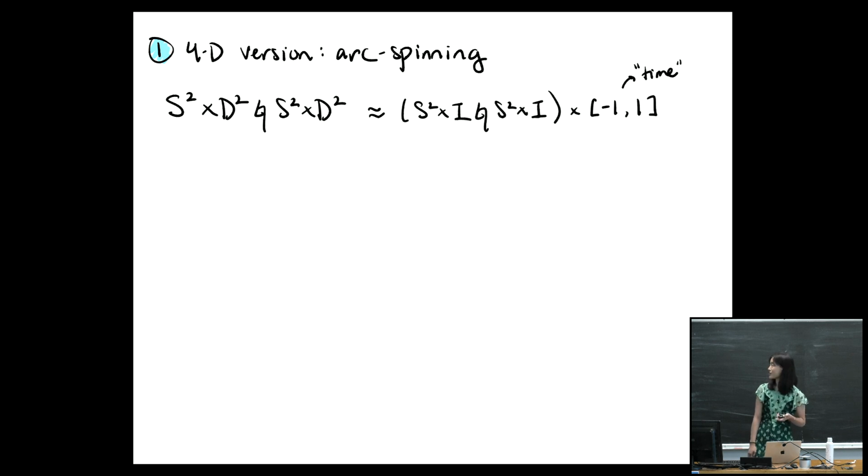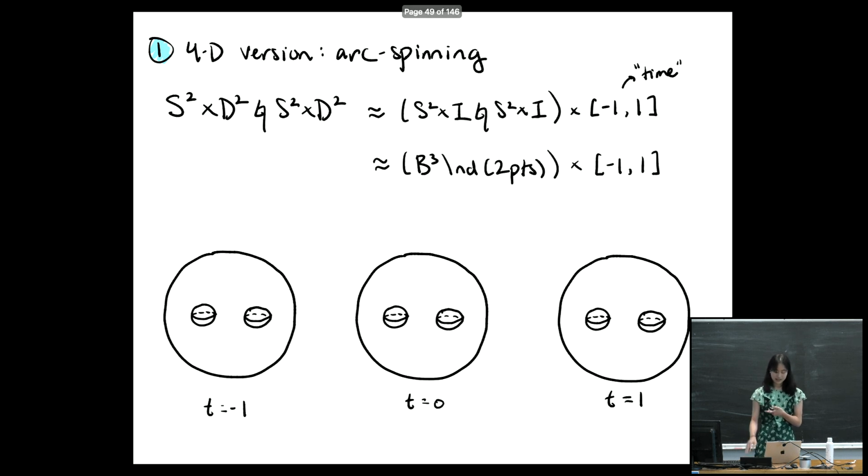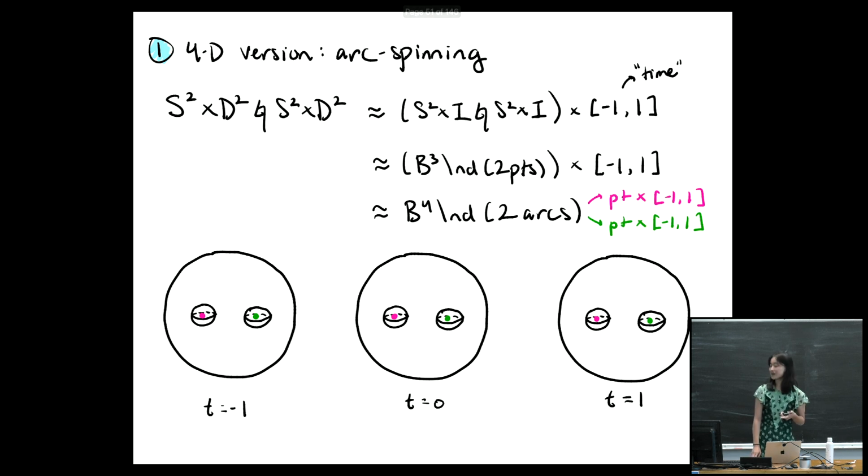This is just S2 cross I, boundary sum S2 cross I, whole thing cross I, and we'll think of the second interval as time. So here I've drawn 3 time slices of this 4-manifold. And so now you can sort of see that this is just the same thing as B3 minus 2 points cross [-1, 1]. And this is just the same thing as B4 minus 2 arcs, where my arcs are this pink point cross [-1, 1], and this green point cross [-1, 1].